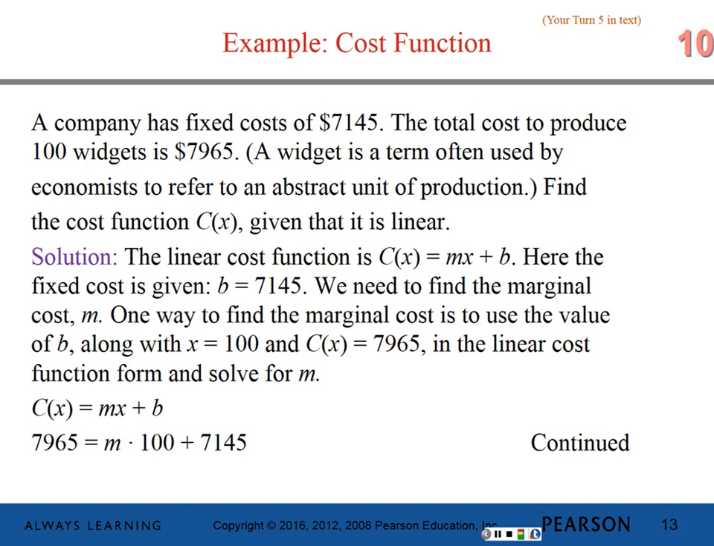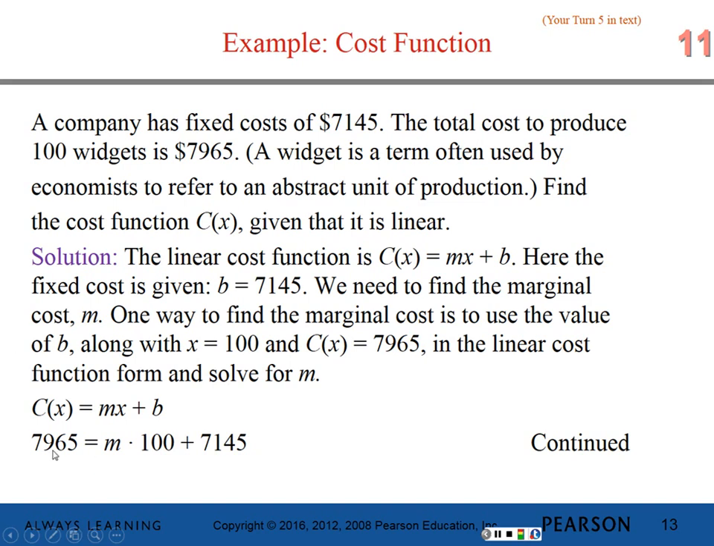So in order to find the slope, you're going to plug in the information you do have into the function and then solve for M rather than solving for B. You can't use the slope formula because you don't have 2 points. You've only got, well, you do have 2 points. You could use 0 and the fixed cost for the other point. But it's easier and faster probably just to do it this way.